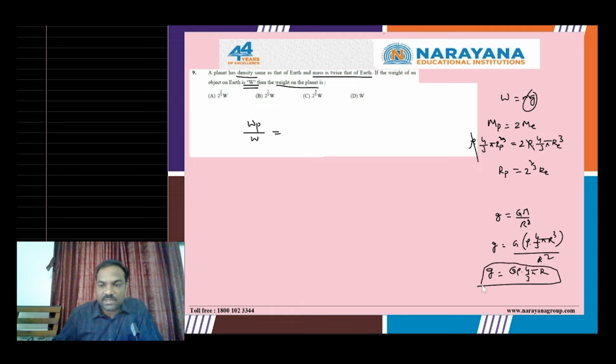Now we know that density is same, right? Density is same. G, 4 by 3 pi will be a constant value. So then g value purely depends on what factor? Radius. So g is proportional to radius. So weight also will be proportional to radius. Then radius of the planet by radius of Earth is 2 power 1 by 3. That means the weight of the object on the planet is equal to 2 power 1 by 3 times the weight of the object on the Earth. So then B will be the correct answer.